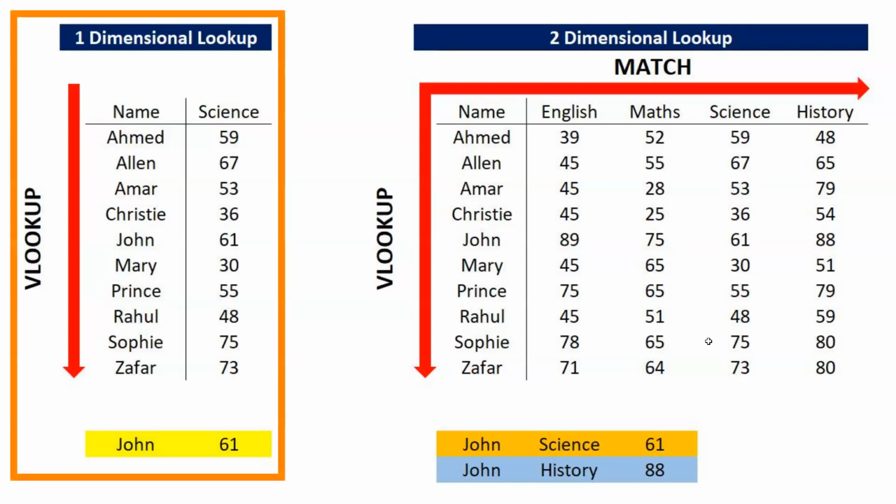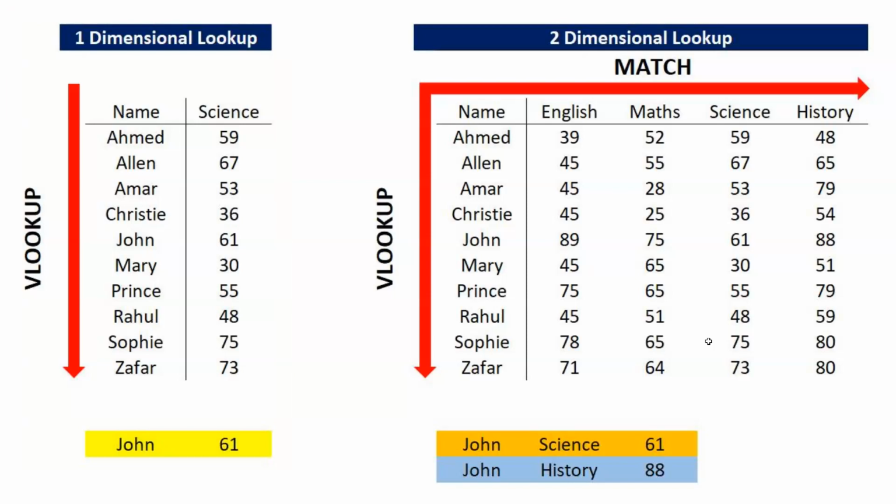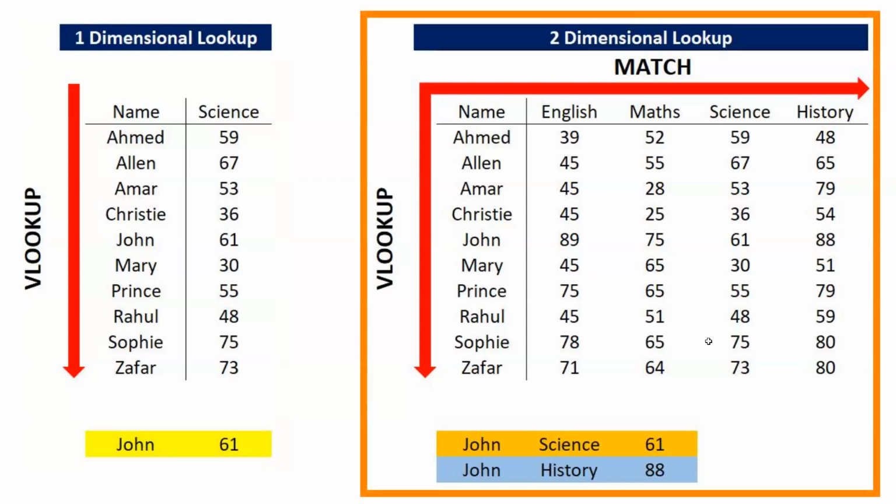Although VLOOKUP typically performs one-dimensional lookup, with a little hack, we can use it to do two-dimensional lookups. Let's see how.